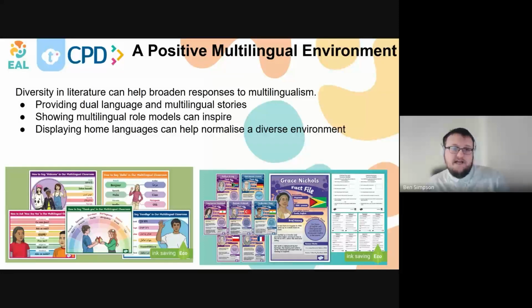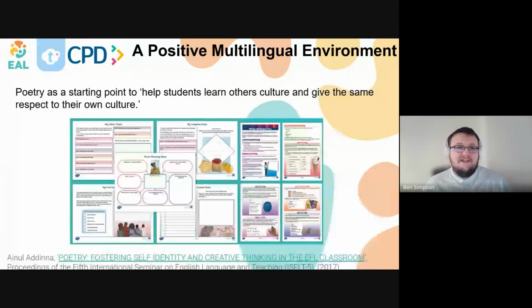My favorite resource there on the right is these fact files about famous multilingual writers, focusing a lot on poetry. I think that's an excellent way to start to introduce multilingualism and give some role models for all the students in your class. And of course, as I'm partial to English literature, I really do think that poetry can be a brilliant starting point for discovering self-identity and can also help students learn other cultures and give the same respect to their own culture.